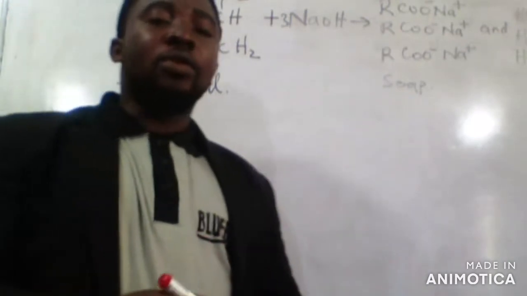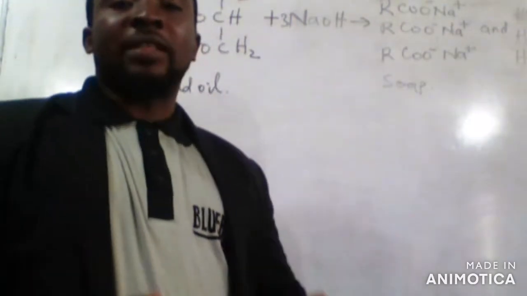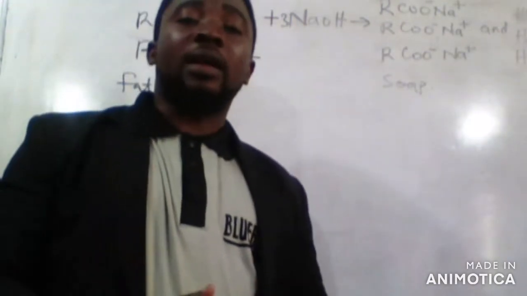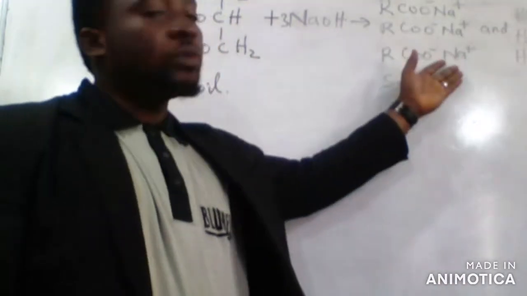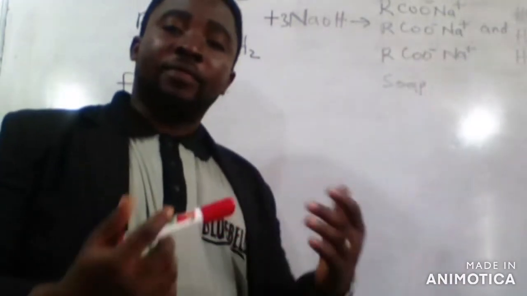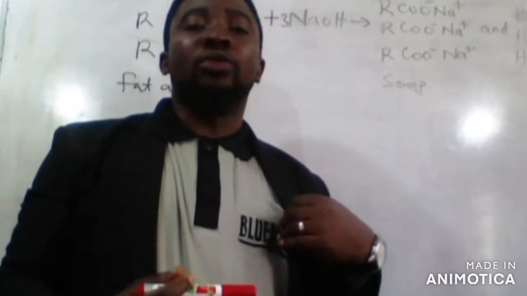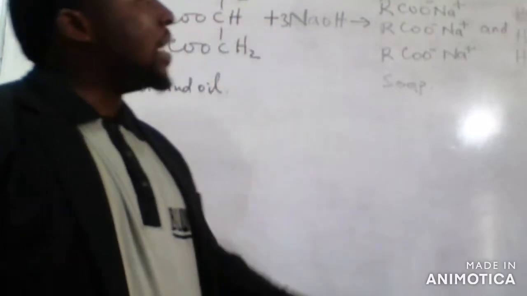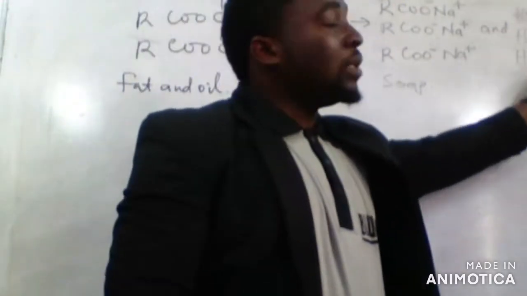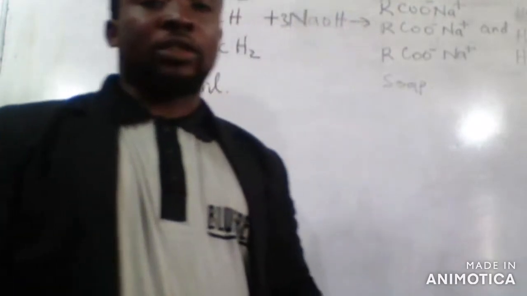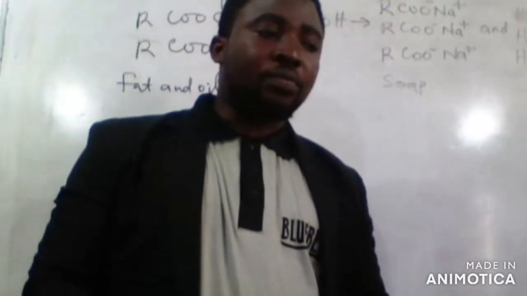So when you hydrolyze fats and oils using caustic alkali, it will give you a sodium salt of the fatty acid, which is known as soap, and then followed by what? Propane 1,2,3-triol, which is called glycerol.